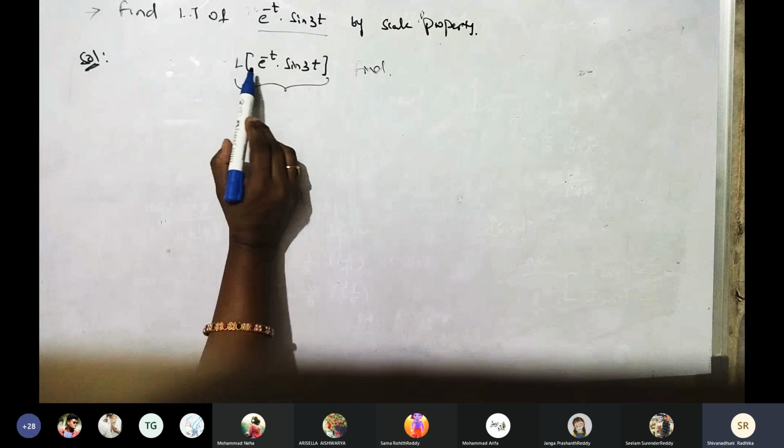What is the a value here? a equals 3. Now L of sin 3t equals 1 by 3 into f bar of s by 3. Is it clear? f bar of s is 1 by s square plus 1. Clear? That is 1 into 1 by 3.